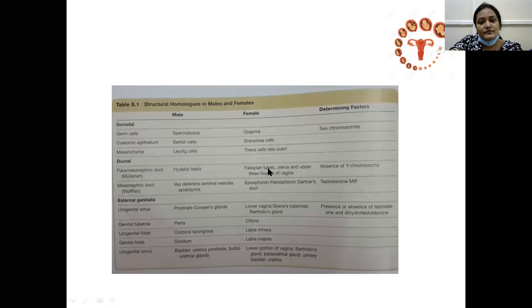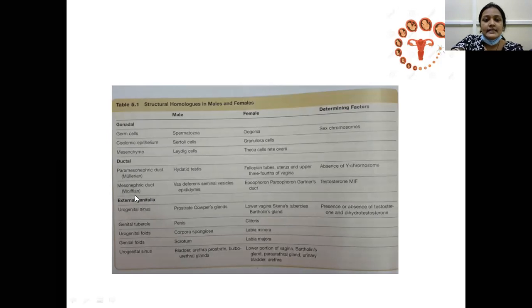In female, it forms the fallopian tubes, the uterus, the upper 3/4 of the vagina, because of the absence of Y chromosome. If there is a Y chromosome, there will be testosterone and the Mullerian inhibiting factor, forming the mesonephric duct or the Wolffian duct, which forms the vas deferens, seminal vesicles, and epididymis. As I have already told you, this Wolffian duct undergoes regression in female, forming epoophoron, paroophoron, and the Gartner's duct.